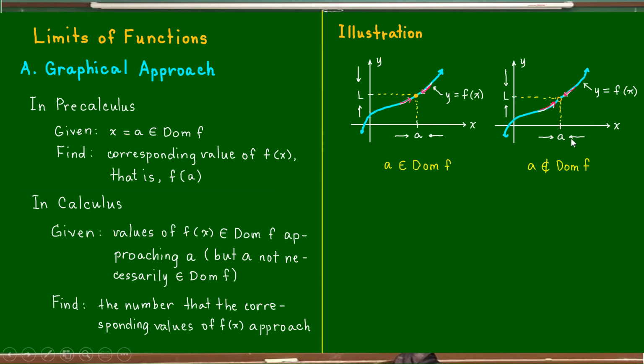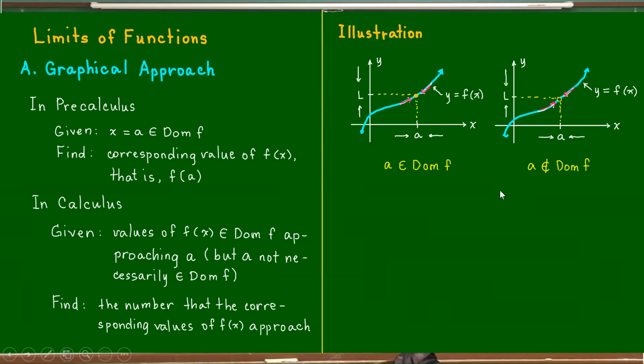What about coming from the right? As x gets closer and closer to a, meaning as I travel along the curve from the right of a until I get very, very close to this hole, what is happening to the function values of f of x? The corresponding values of f of x approach this number. So there is a limiting value approached by the function, and we are attaining a limit.